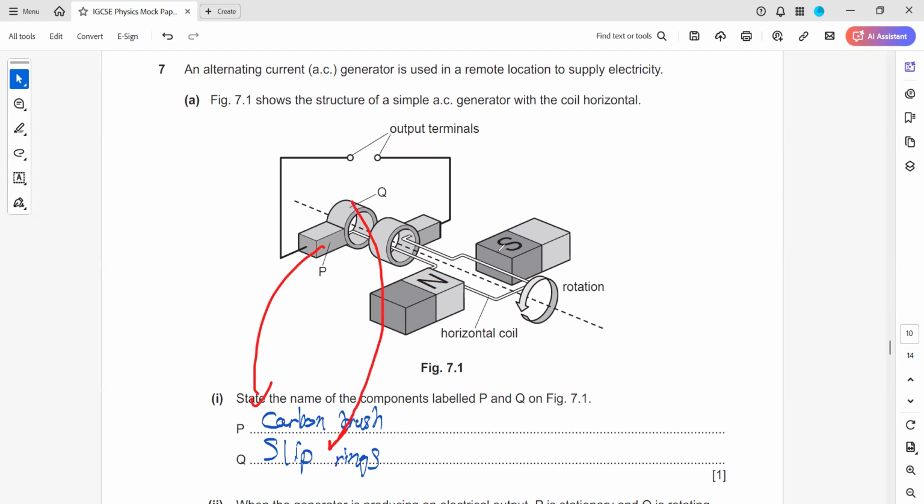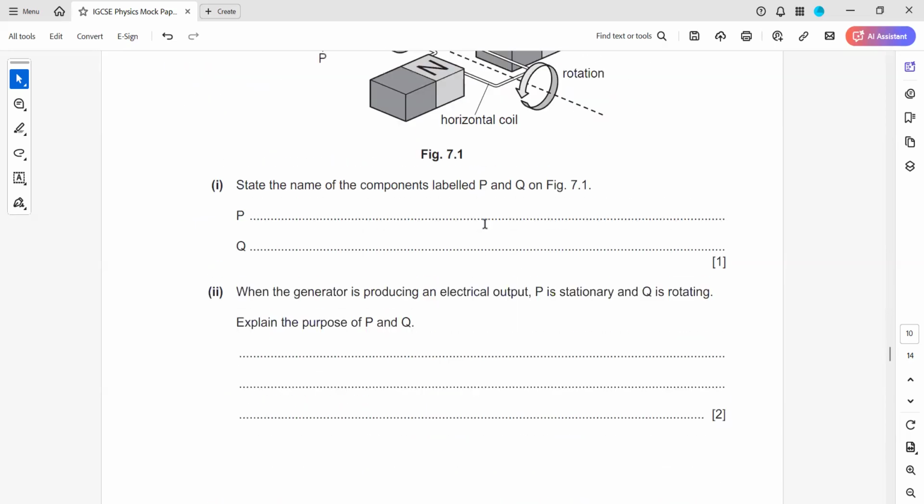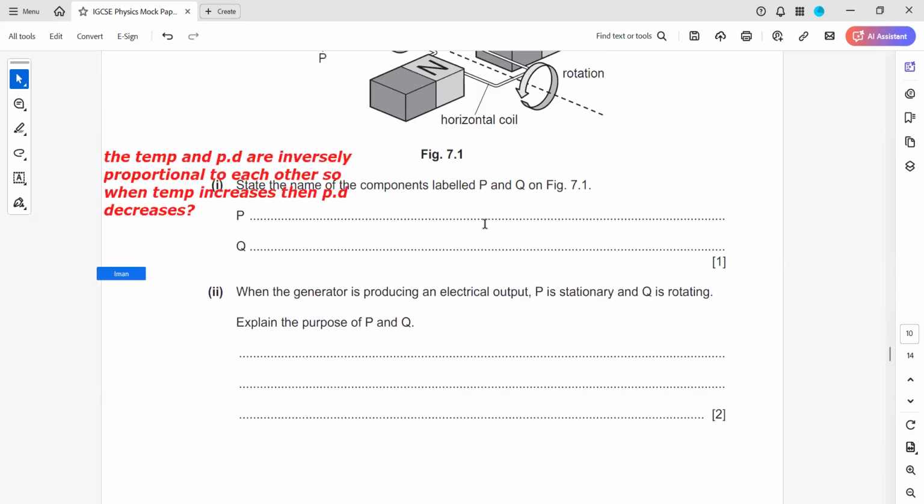And what will happen when we rotate the coil, there will be a change in magnetic field that induces EMF. When a generator is producing electrical output, the temperature is inversely proportional. So when the temperature increases, then the potential. Yes, but you have to use a very important term. You missed thermistor. You have to say it happened for the thermistor. This is fine, but include the term thermistor as well.